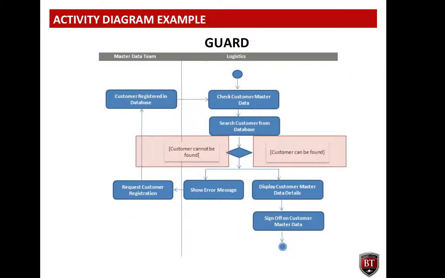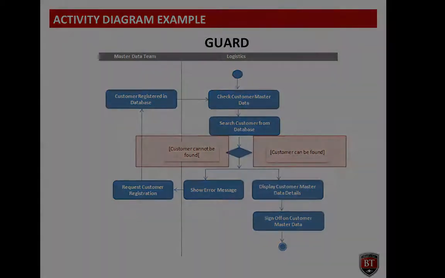The text indicated in square brackets is called guard. It is a condition that may be used in the diagram. If it is true, the process continues. If it is not true, it will split into other alternative branches.